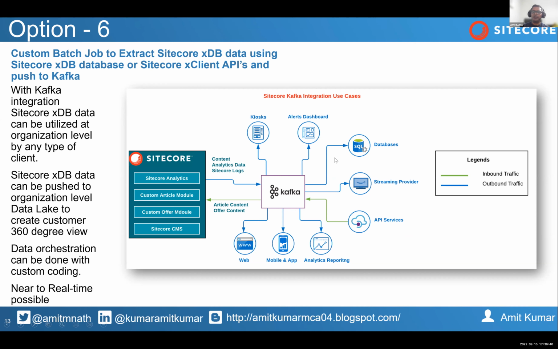So you can also provide granular level access, so that the data sent by Sitecore is only consumed by system 1 and system 2. That you can also do in Kafka.